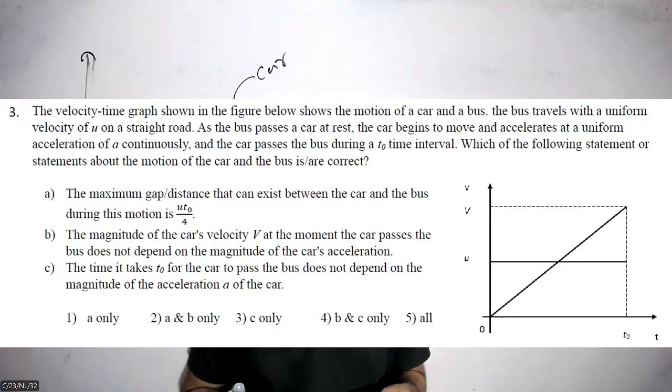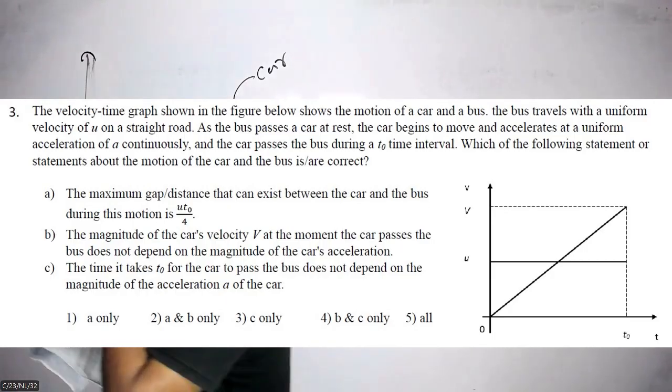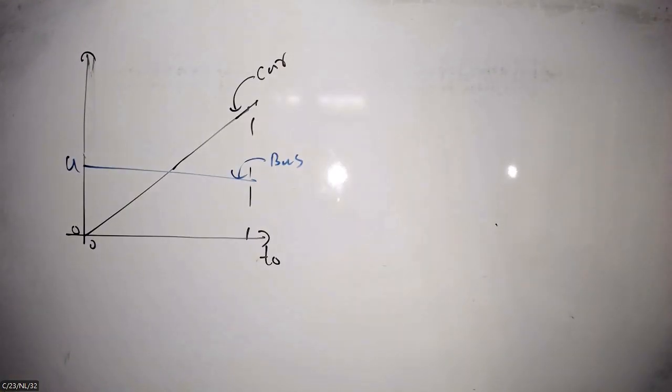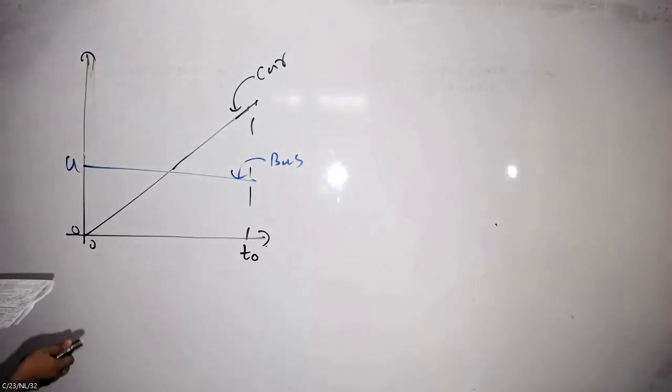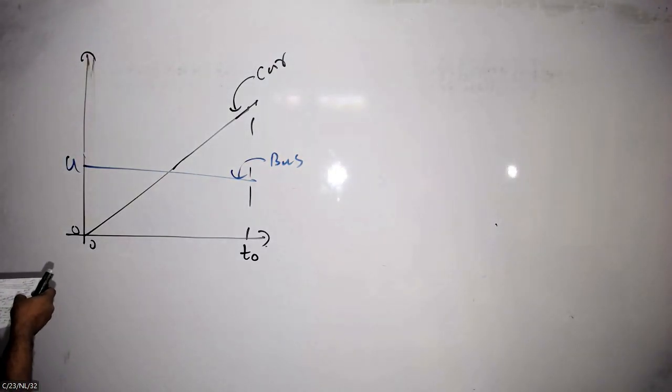Right, let's try to find the answer for the third question. First, read the question. The velocity time graph shown in the figure below shows the motion of a car and a bus. The bus travels with a uniform velocity u on a straight road. As the bus passes a car at rest, the car begins to move and accelerates at a uniform acceleration a continuously. And the car passes the bus during the t naught time interval. Then, which of the following statements about the motion of the car and the bus are correct?